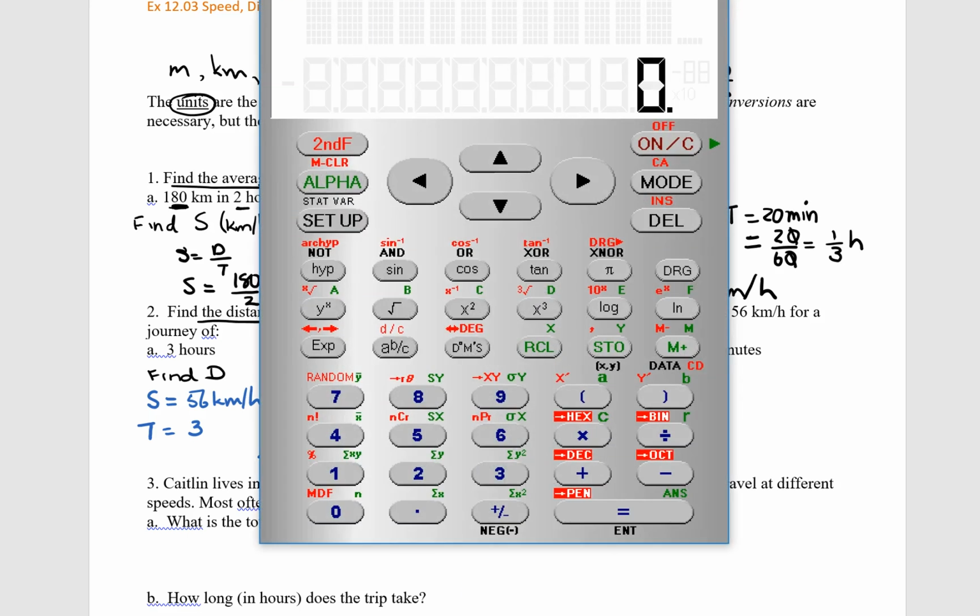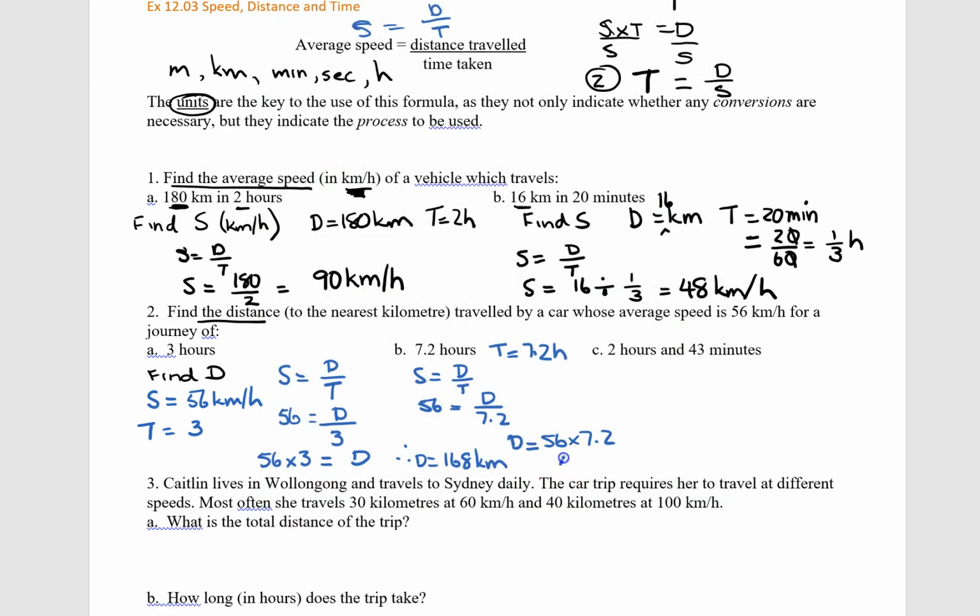Let me get the calculator. 56 multiplied by 7.2 is 403.2 kilometres is the distance.